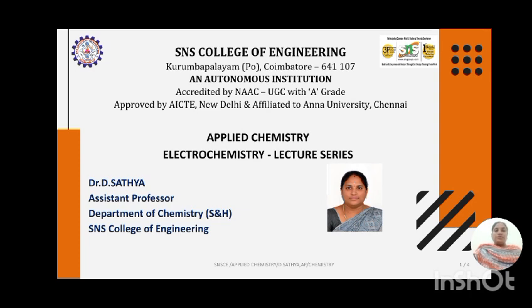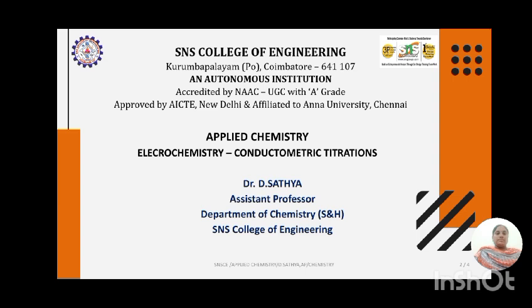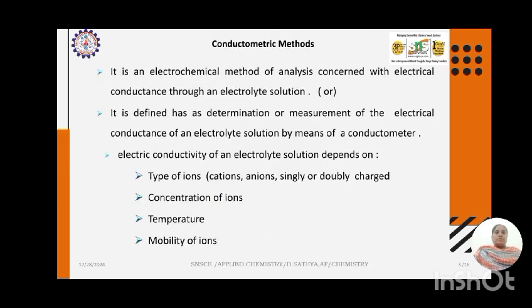Today we are going to discuss conductometric titration in electrochemistry. Conductometric titration is a laboratory method of quantitative analysis used to identify the concentration of a given analyte in a mixture. It involves the continuous addition of the reactant to the reaction mixture and the documentation of the corresponding change in electrolytic conductivity of the reaction mixture.